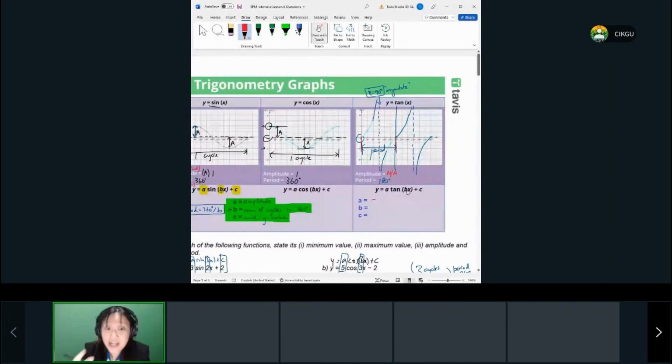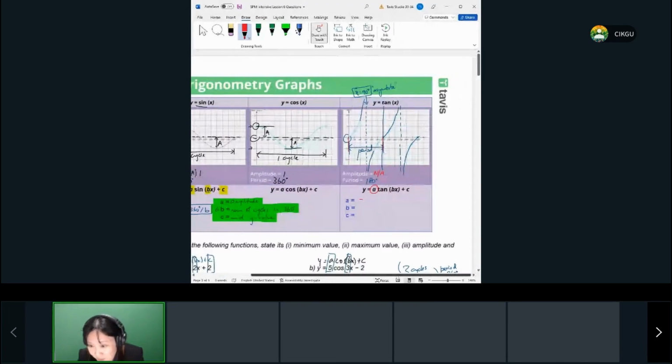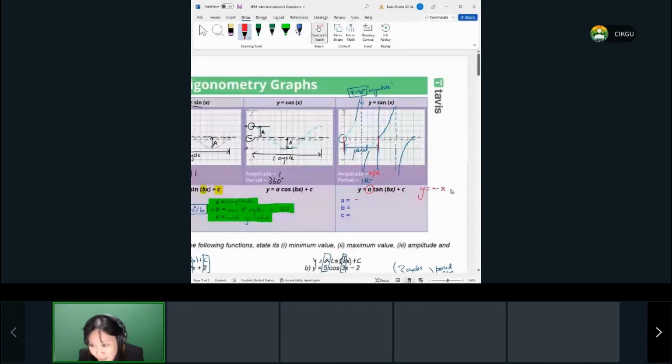If anyone wants to question, then teacher, what will happen if I change the value of A? Yes, the amplitude wouldn't change, but something will change. I think this is not in your syllabus, but it's good to know. The concept is very similar to y equals mx plus c: whatever the value in front of x tells you the gradient, that means how steep the graph looks. If the gradient is very steep, then the graph looks like this. If the gradient is not very steep, it looks like this. So very similar to this one.